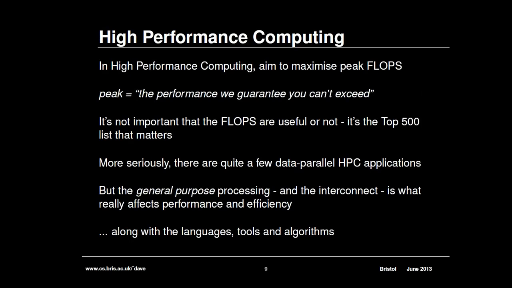Of course, there are two sides of high-performance computing. One of them is that we're trying to maximize the peak flops, performance the manufacturer guarantees you can't exceed. And it's really the top 500 list that matters more than what the flops were actually used for. Okay. On the other hand, more seriously, there are a few data parallel HPC applications which can use the same kind of technology that's used in computer graphics. I guess there's a reason behind that, because actually both graphics and high-performance computing are often involved in building models of the real world. So you'd expect to see some overlap between the algorithms that are used in those two application areas.